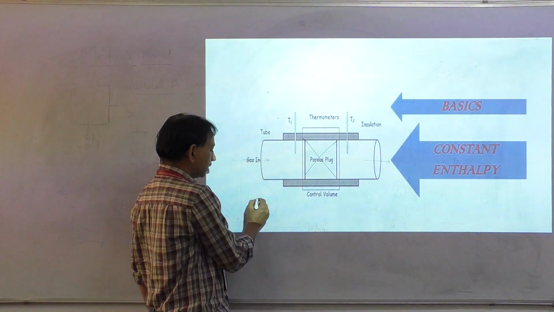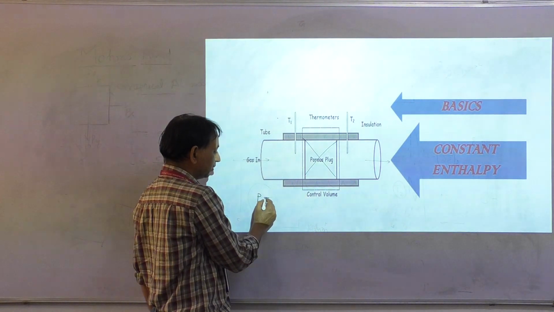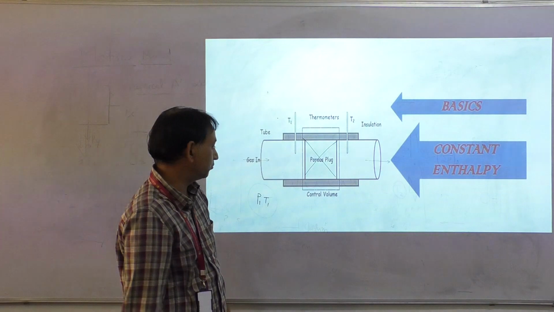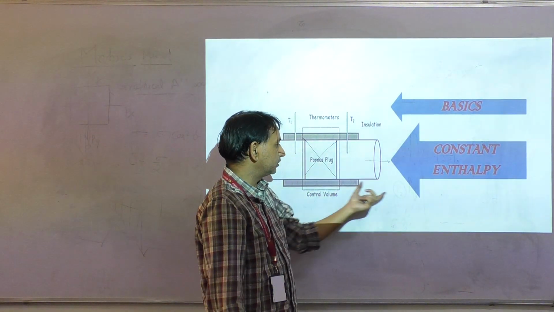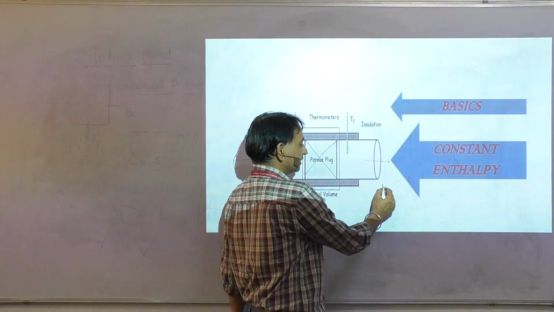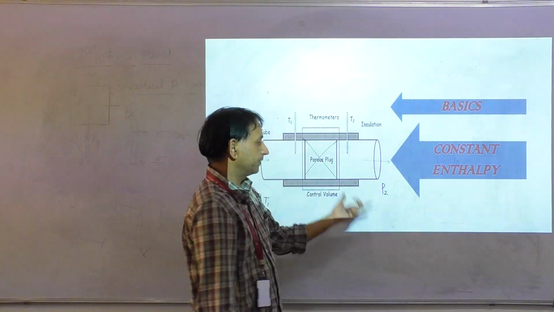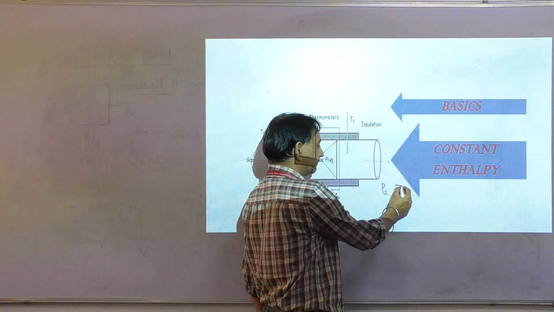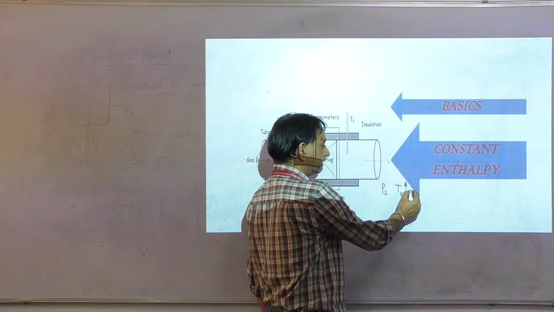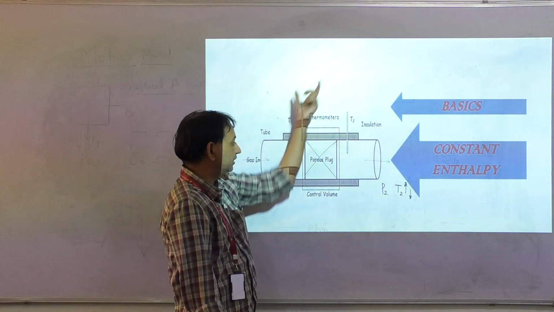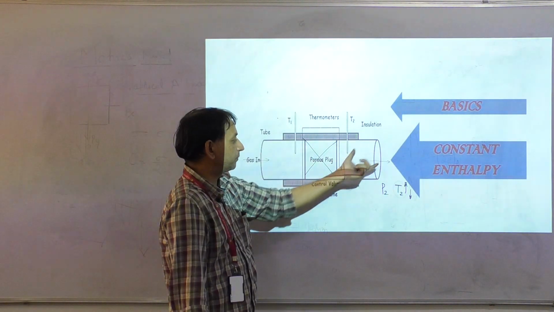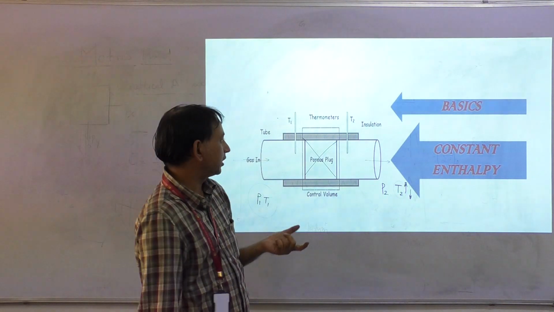Here the pressure at the inlet condition, let us suppose, is P1 and its corresponding temperature is T1. Now this gas is made to pass through this porous plug. As a result of this, the pressure of the gas will decrease from P1 to P2. But here the temperature may either increase or decrease. It depends upon the Joule-Thomson coefficient, because in this particular case, the process is assumed to be an isenthalpic process.